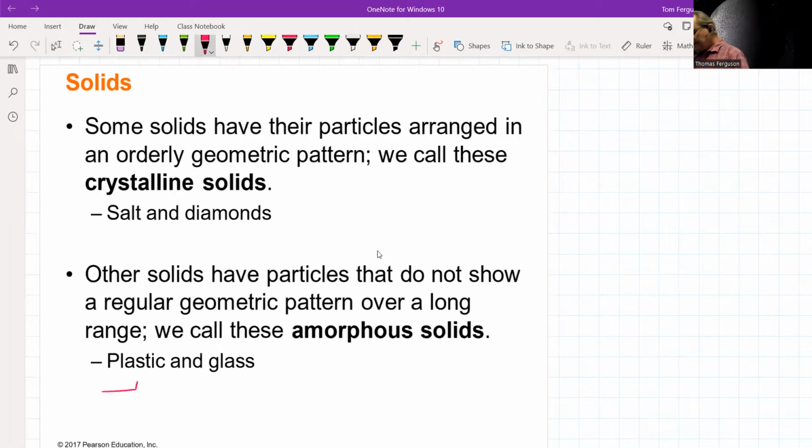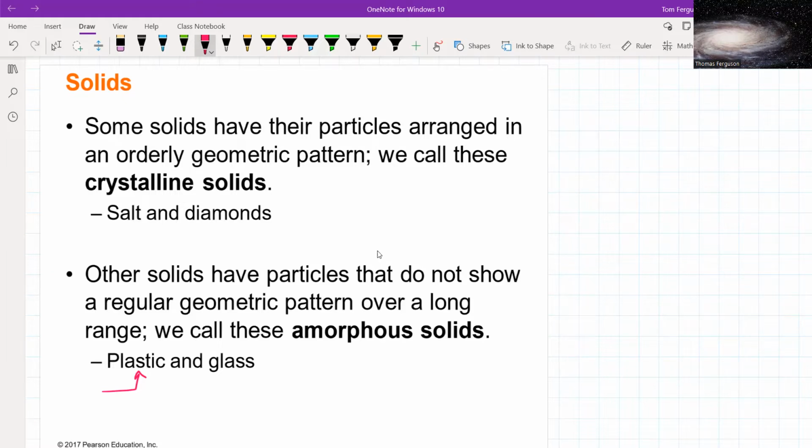Now, I'm not sure on plastic. There are so many different kinds of plastic. Some are more amorphous than others. So I'm not sure that's a great example. Glass is a really nice one because it's easy to observe.